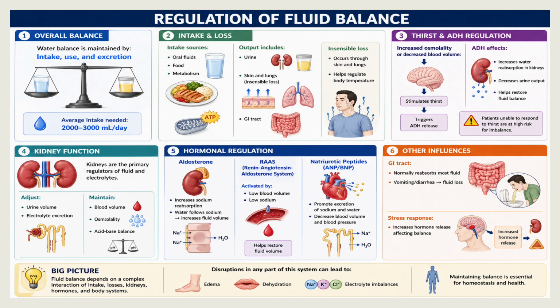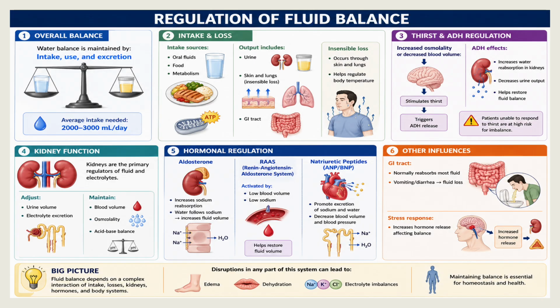The renin-angiotensin-aldosterone system, or the RAAS, is activated when blood volume or sodium levels are low. So this works to help restore fluid volume. In contrast, the natriuretic peptides such as ANP and BNP promote excretion of sodium and water, helping to decrease the blood volume and blood pressure. So when the blood pressure is increased, then ANP and BNP help promote excretion.